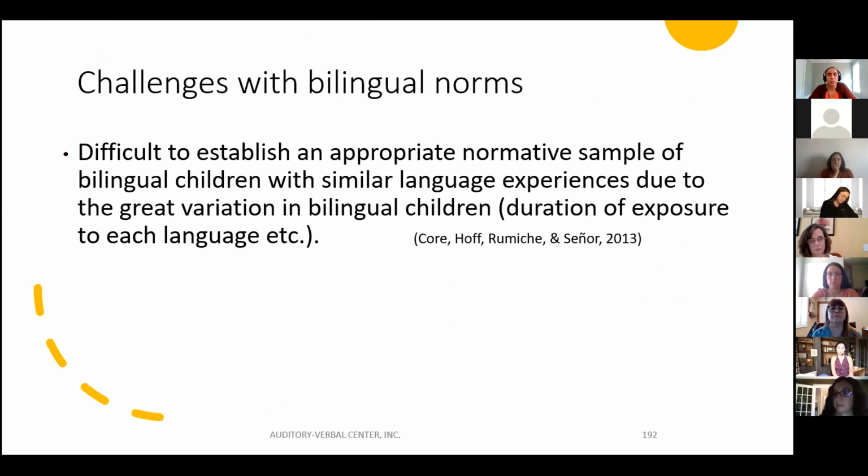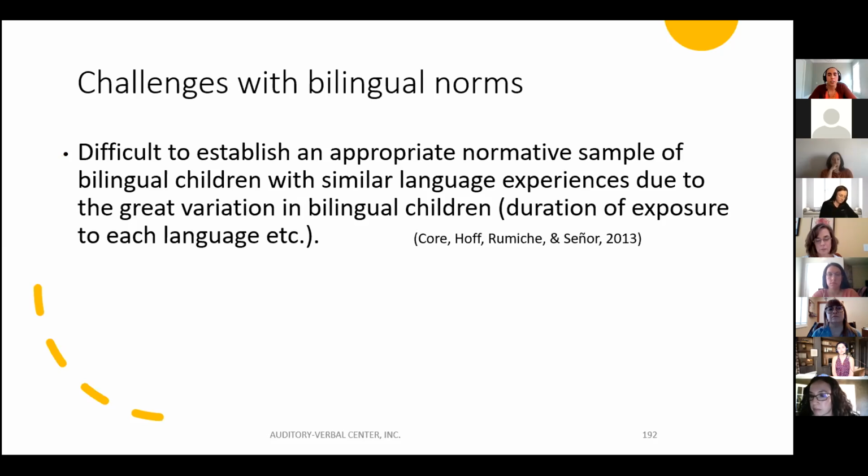And norms are really difficult to develop, true bilingual norms, because if we think about bilingual children, they're all so different. If we think back to before lunch, we were talking about how children can be either sequential or simultaneous, they can have a minority language at home, one person one language, time and place. So all those different language policies and language strategies can impact how rapidly a child is acquiring each of his languages.